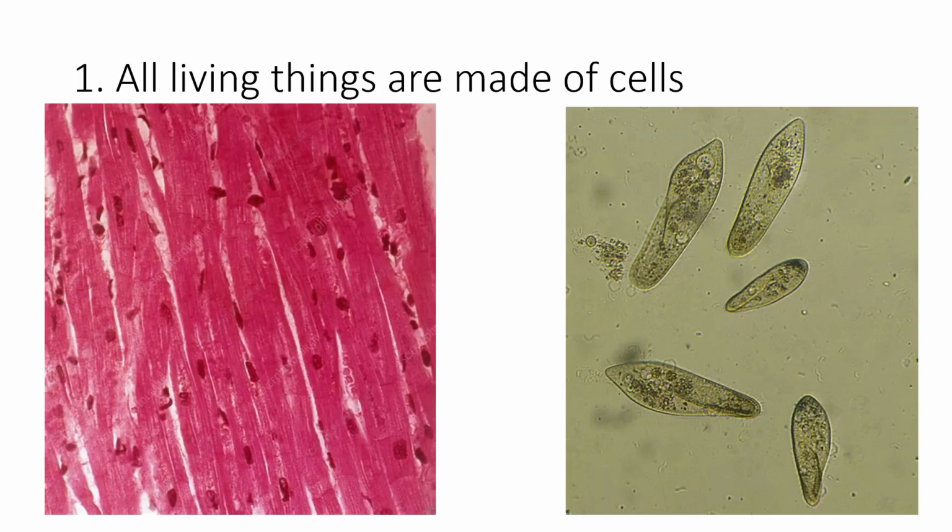Okay, number 1, if we dive into each of these 3, just to reiterate them, all living things are made of cells. Whether it's this cardiac, that means heart, whether it's this heart muscle over here on the left, this is from a sheep's heart, I believe, or we have these single-celled paramecium over here on the right, all living things are made of cells. Whether they're made of many cells and they help make up a tissue, or they're single-celled organisms, either way, they're made of cells.